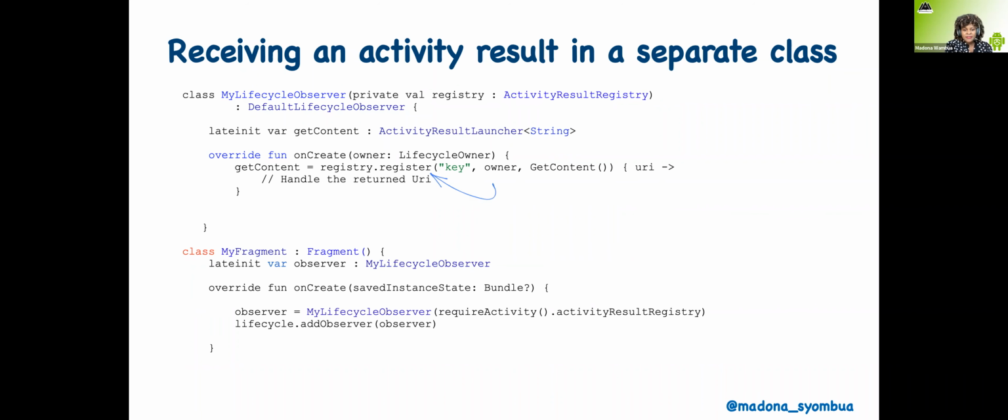Well, the ComponentActivity and Fragment classes implement the ActivityResultCaller interface to allow you to use the registerForActivityResult API. You can also receive the activity result in a separate class that does not implement the ActivityResultCaller by using ActivityResultRegistry directly. For example, you might want to implement a lifecycle observer that handles registering a contract along with launching the launcher.